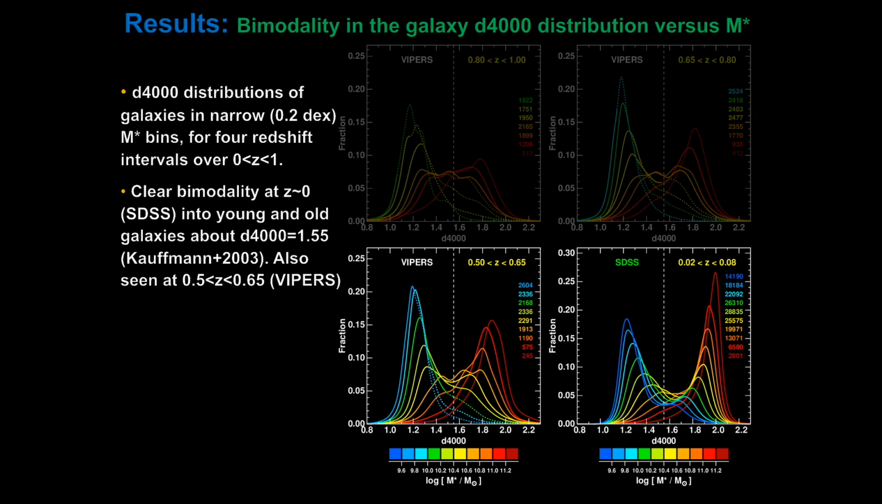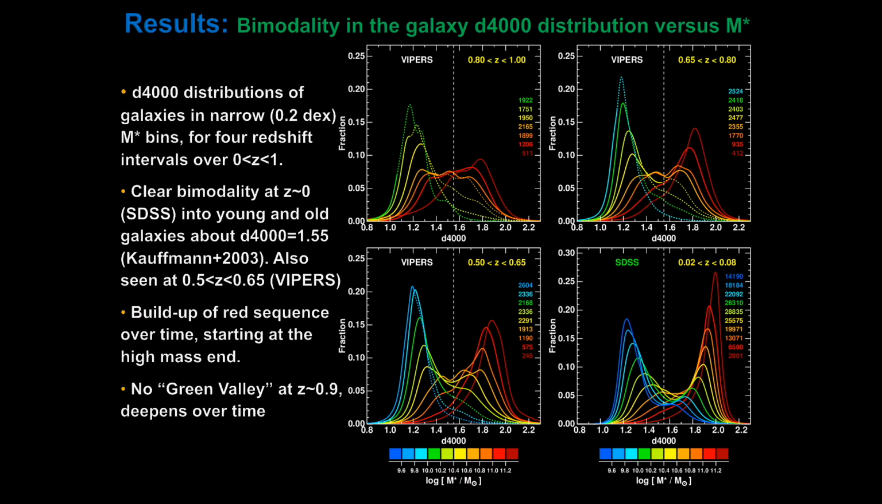Repeating the analysis for the first IPERS redshift bin, we can see that the bimodal distribution was already fundamentally in place for galaxies at redshifts 0.5 to 0.65, with the two populations still separated by a green valley centered at the Kauffmann D4000 limit of 1.55.